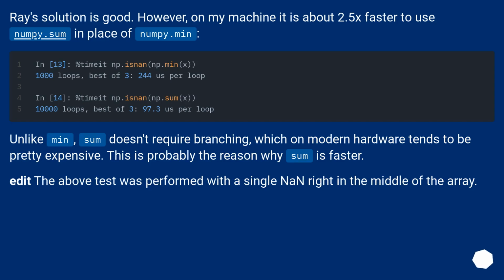Ray's solution is good. However, on my machine it is about 2.5x faster to use numpy.sum in place of numpy.min. Unlike min, sum doesn't require branching, which on modern hardware tends to be pretty expensive. This is probably the reason why sum is faster. Added: the above test was performed with a single NaN right in the middle of the array.